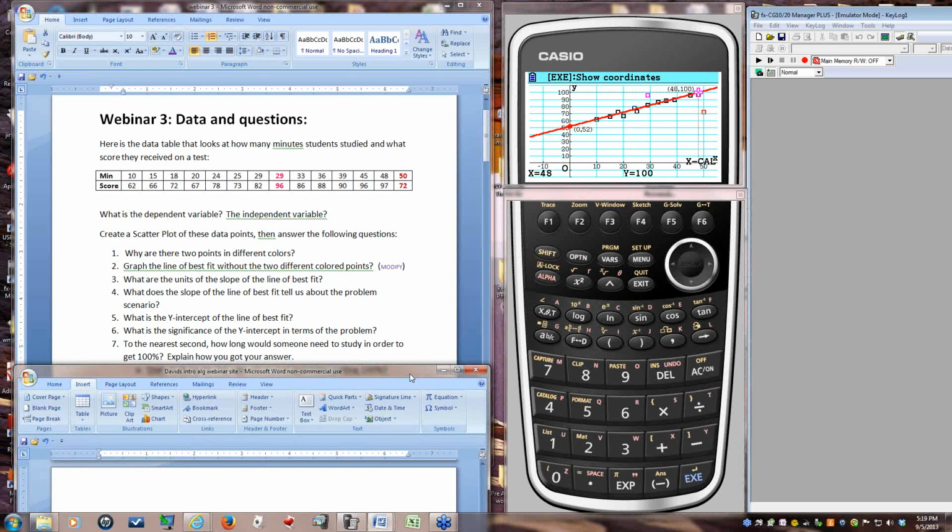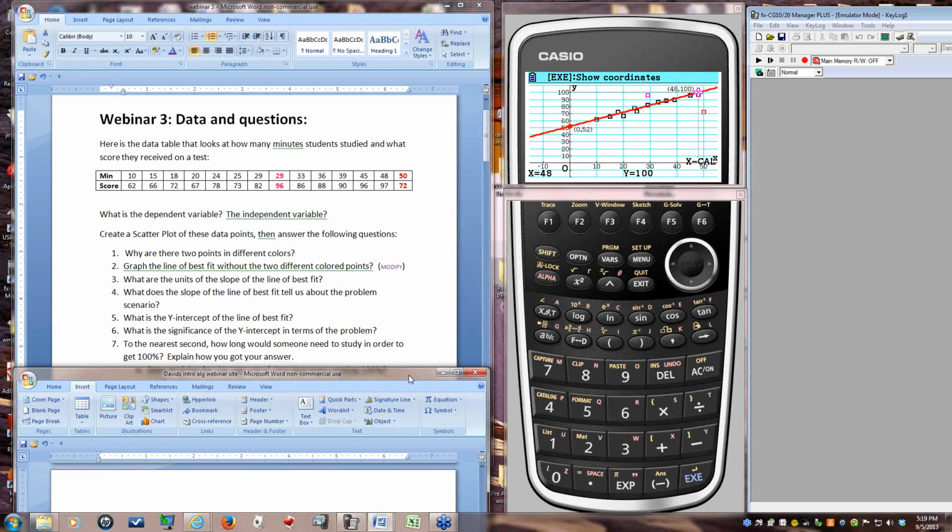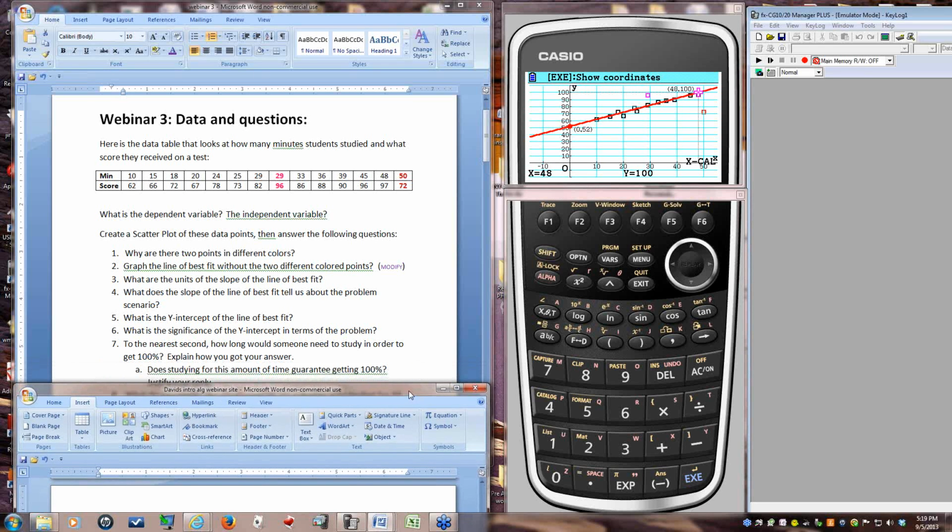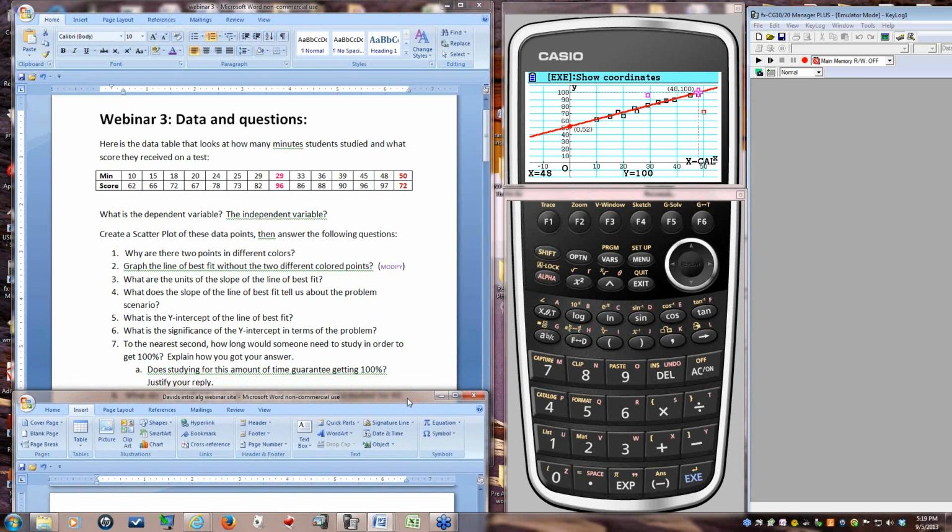Another way you could do that is solve the equation once you've got your equation, and we're using y equals 1x plus 52. So just solve that for 100 equals x plus 52. The question again for students is, does studying for this amount of time guarantee getting 100%?